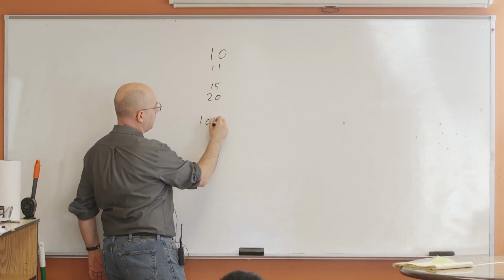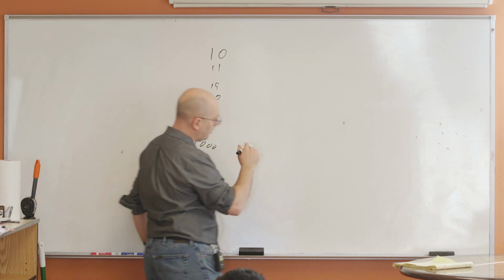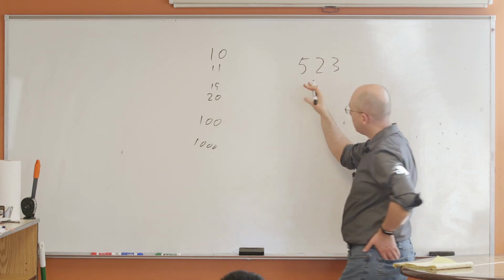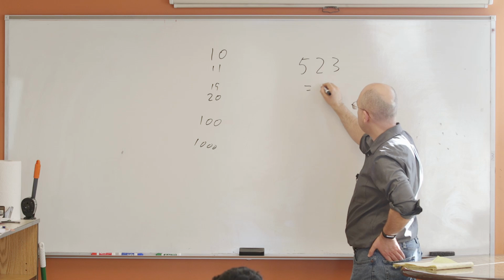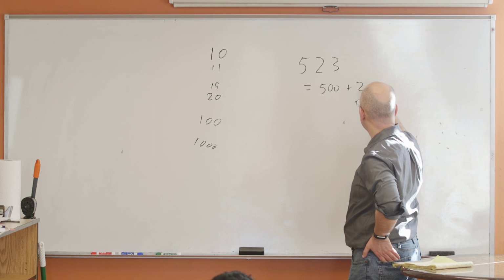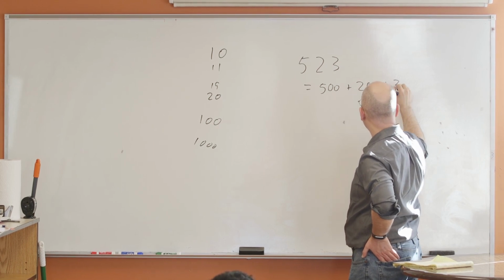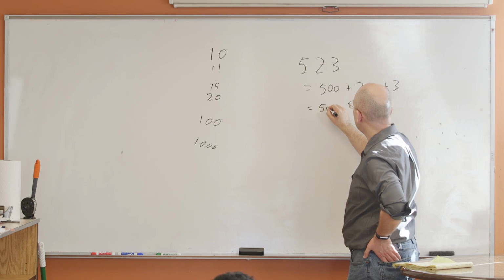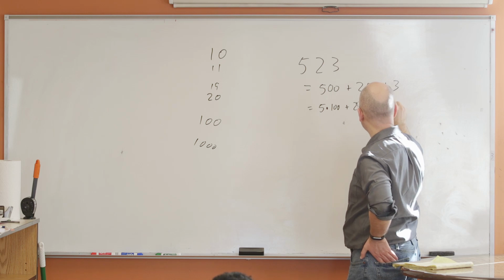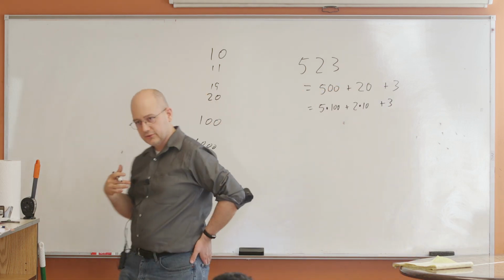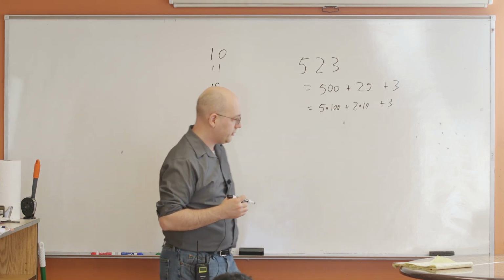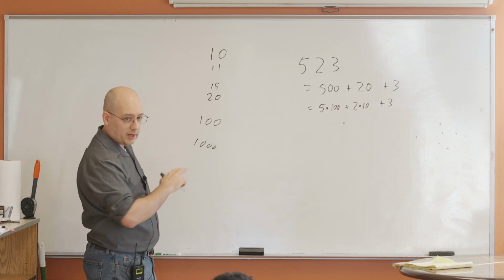And then we had the hundreds and thousands. And so, very importantly, 523 means you have 5 hundred bundles plus 2 ten bundles plus 3. Or you could also write that as 5 times 100 plus 2 times 10 plus 3. So that's what the number means, right? And it's going to be very important for division to keep that in mind as to what we're actually talking about here.